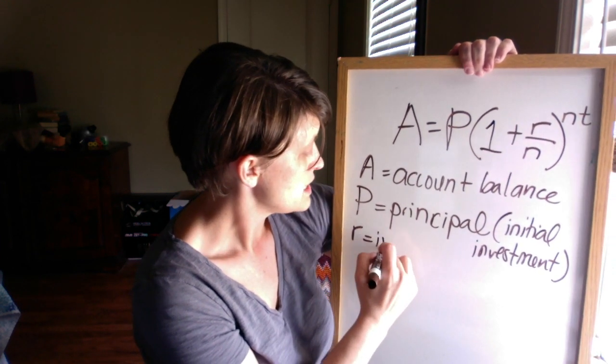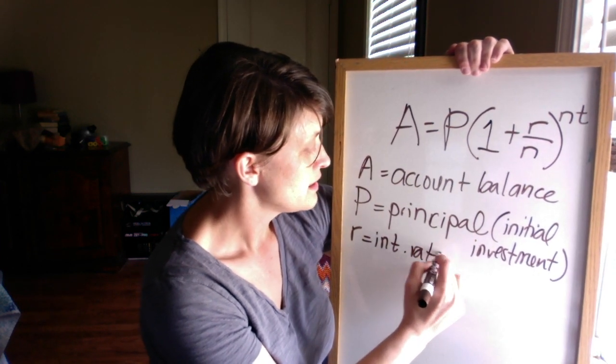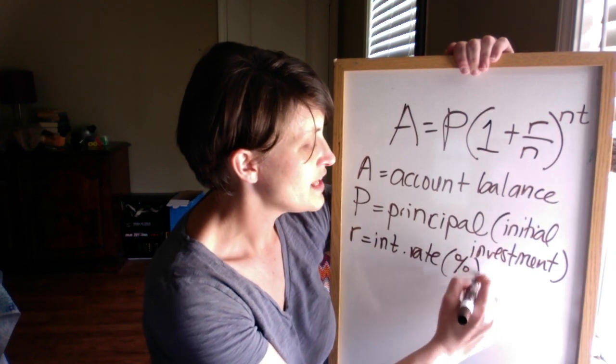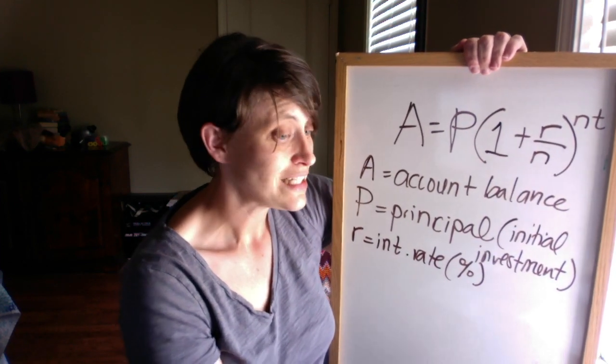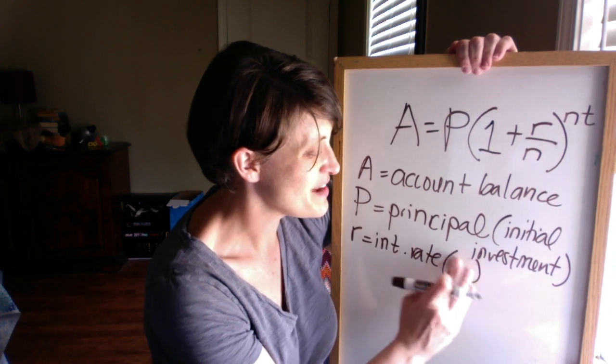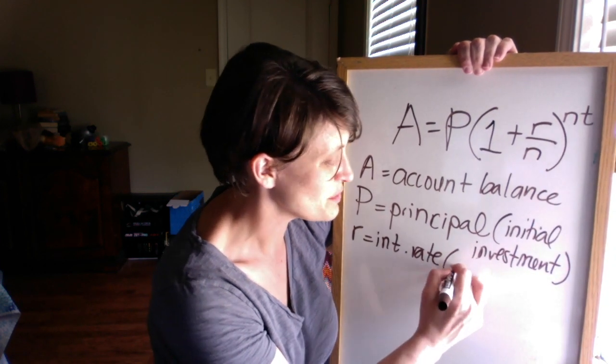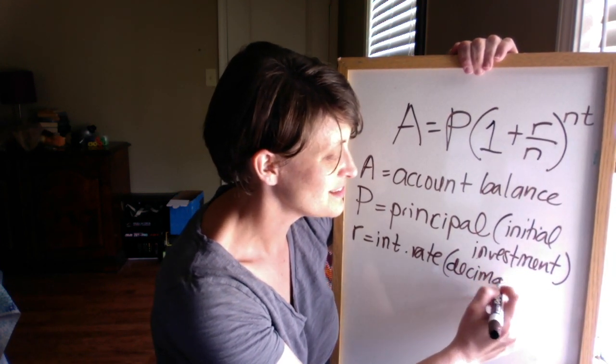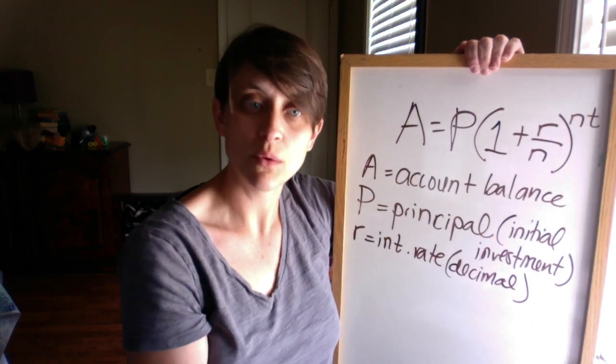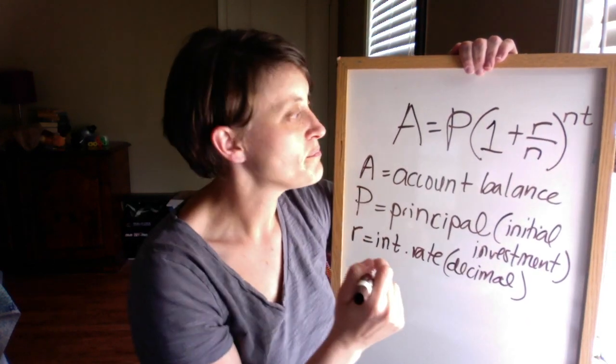R is the interest rate. Be sure that it is given as a decimal. It will be given to you as a percent, so we want to change it to a decimal before we use it.